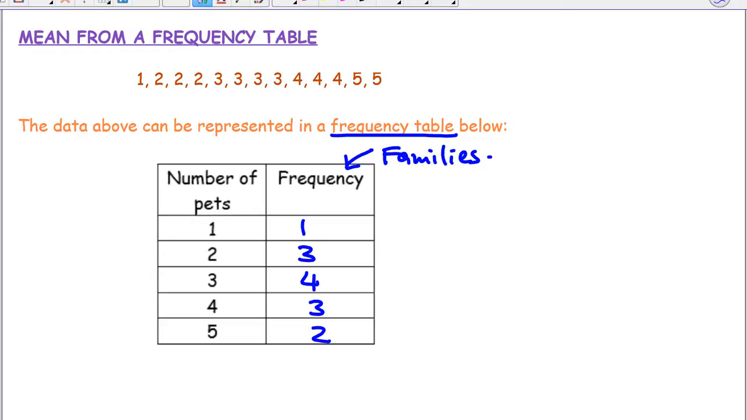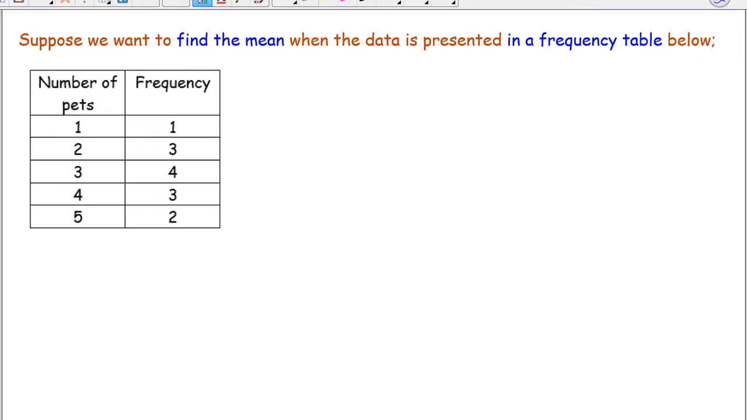Now suppose we want to find the mean from a frequency table. What are we going to do? Now remember, we're going to use the same formula like we used previously for the mean, but we have to organize this information. And remember what I said is this column here represents families.